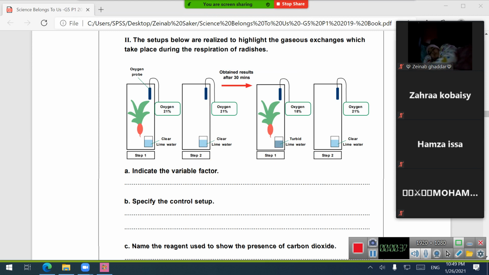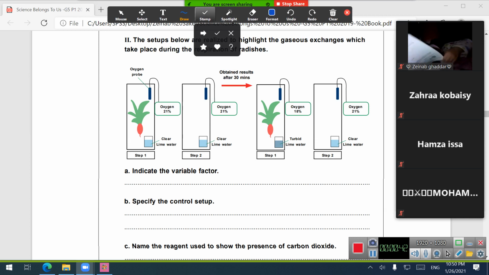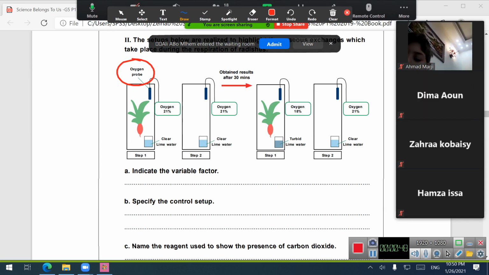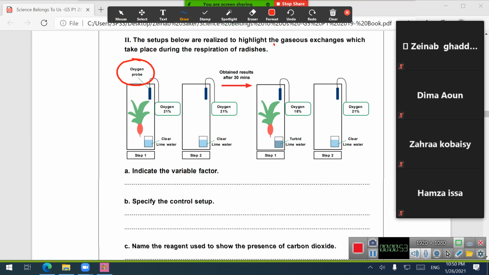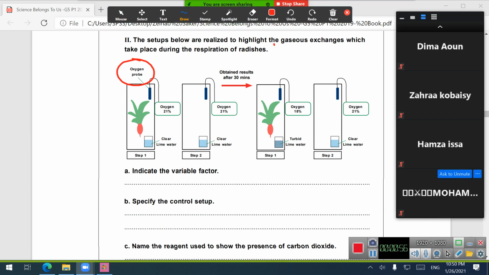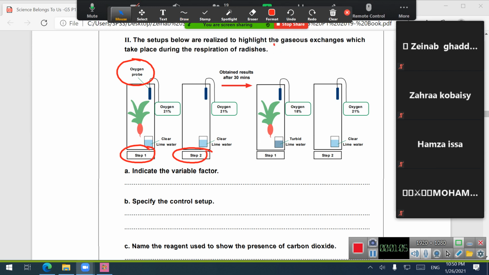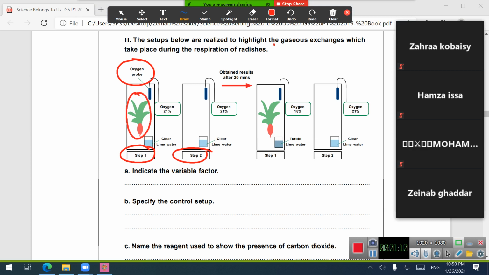In this experiment, I will repeat the experiment again. I have here an oxygen probe. Oxygen probe means an instrument used to measure or to find the amount of oxygen. And I have set 1 and set 2, or step 1 and step 2. In set 1 I have a radish, which is the green plant, and in set 2 I have no green plant.